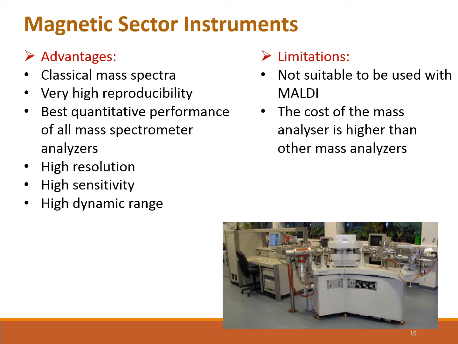The advantages of magnetic sector instruments are classic mass spectra, very high reproducibility, the best quantitative performance of all mass spectrometer analyzers, high resolution, high sensitivity, and high dynamic range. The limitations are that it is not suitable for use with MALDI, and the cost of the mass analyzer is higher compared to other mass analyzers.